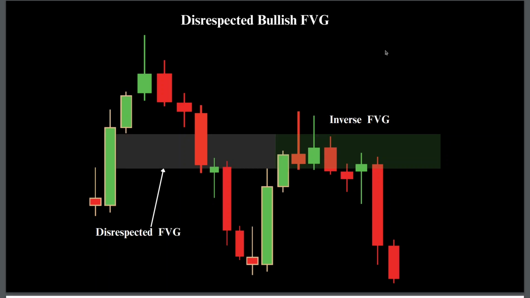I will give a practical chart example on how you can apply these concepts. But the point you should know is that whenever you are trying to make your draw on liquidity, always focus on the fair value gaps that are respected, not the ones that are disrespected. With that, you can know when your draw on liquidity is valid or when it is no longer valid. So let's go to the chart and see how we can apply this concept and use it to accurately predict our draw on liquidity.